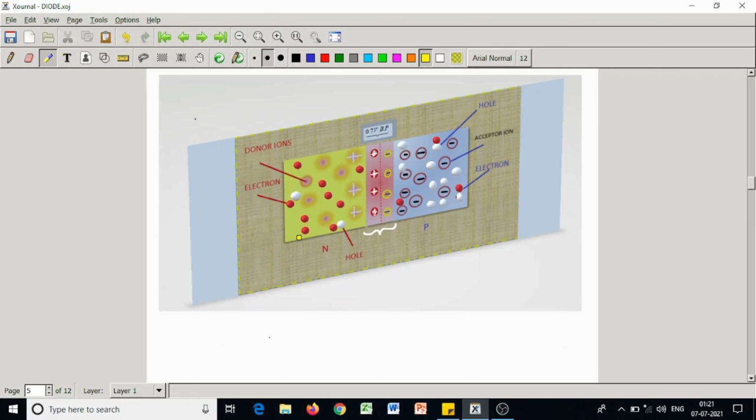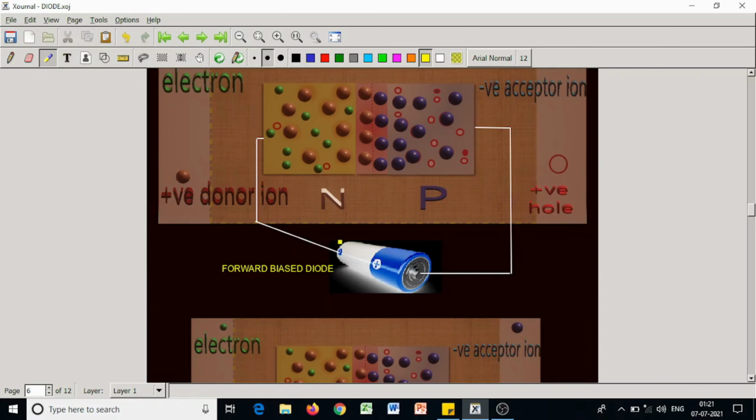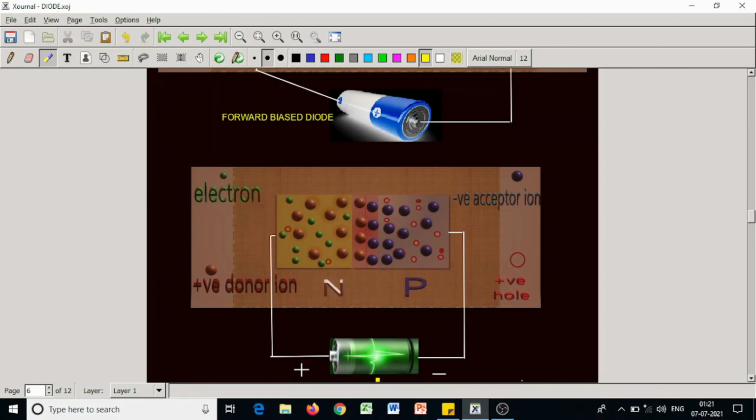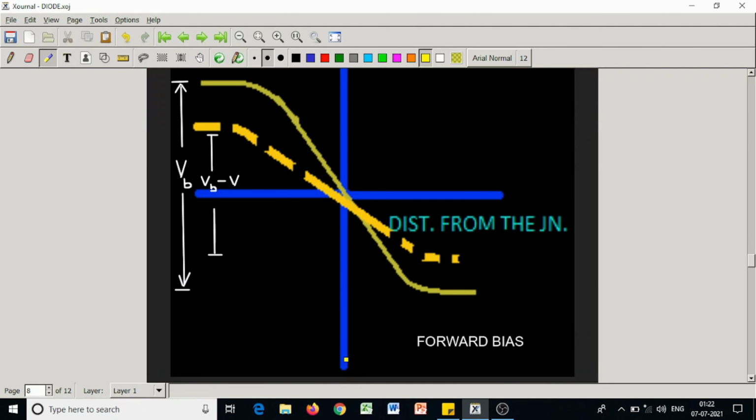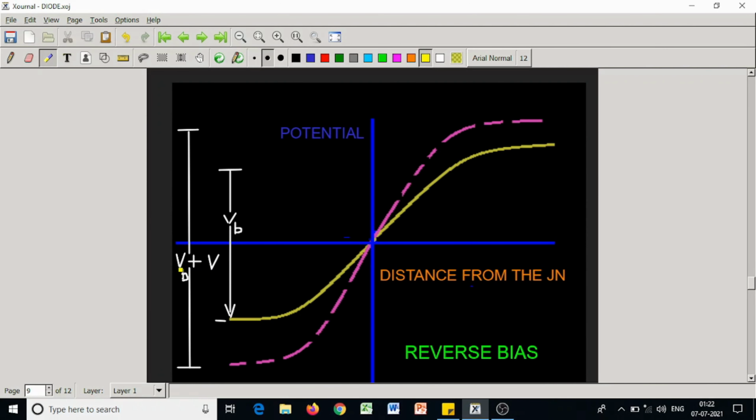If the polarity of the applied voltage is reversed such that the P side becomes negative and the N side becomes positive, the height of the intrinsic potential barrier is increased to VB plus V. The junction is then said to be reverse biased.